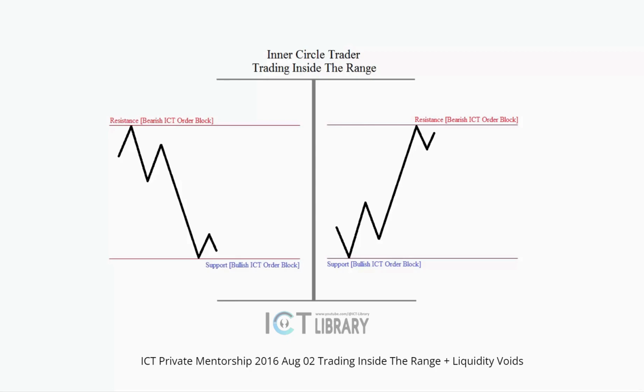Hello folks, this is ICT with a quick tutorial on trading inside the range. This is a concept that primarily will serve you in all market environments.